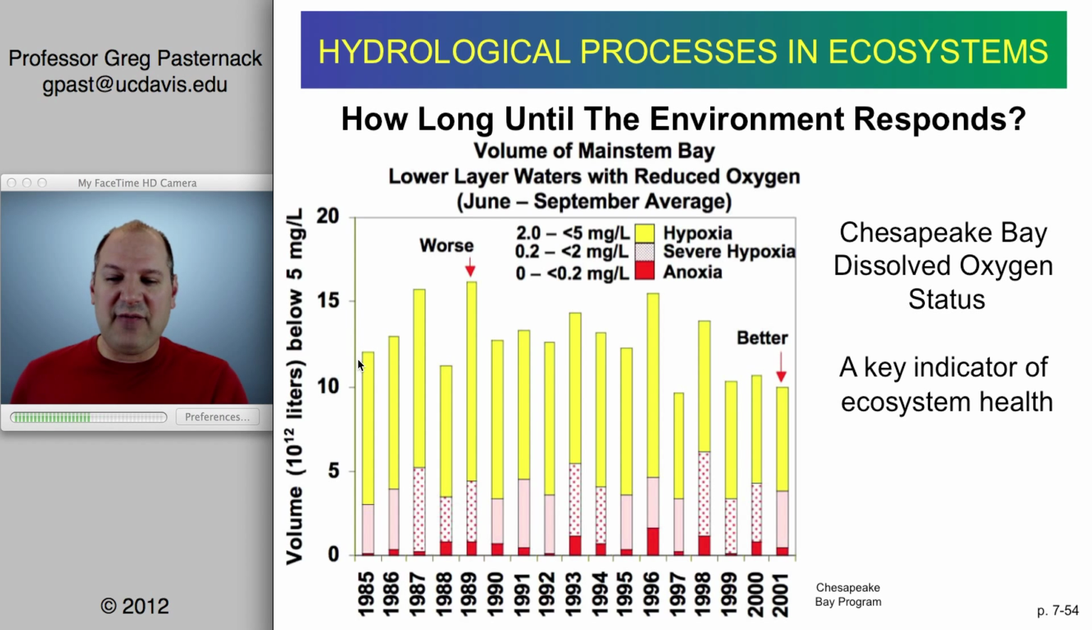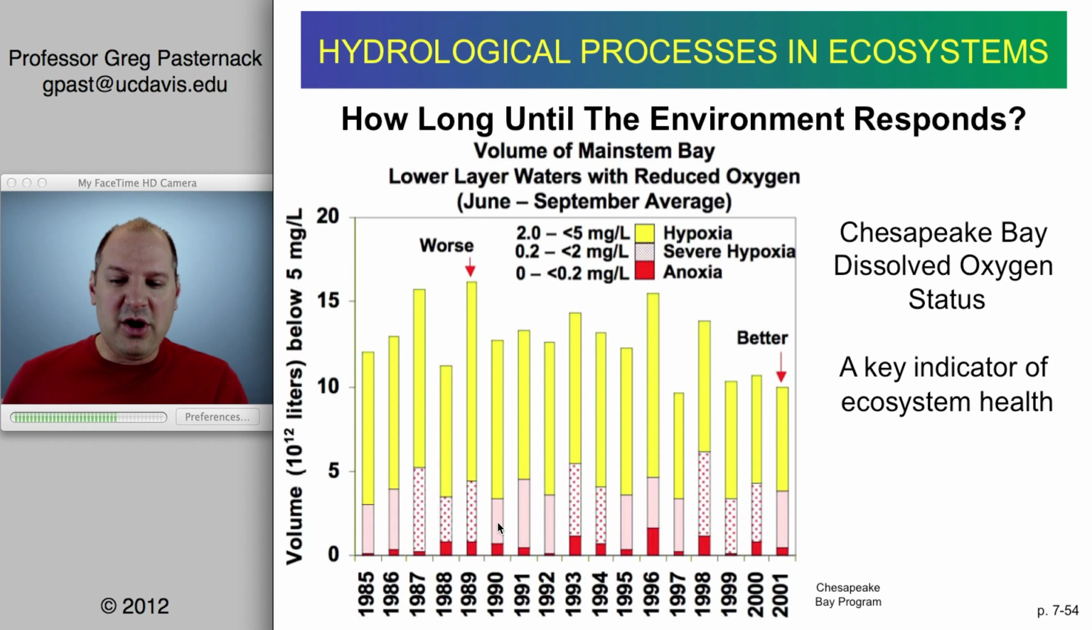So what you can see is that from 1985 to 2001, there are fluctuations from year to year, but there's been no systematic trend, where what you'd like to see is a decrease in this volume of water. Now let's look at the colors. The colors indicate the different levels of severity of the problem. The solid red is the worst case, essentially no oxygen in the water. And you can see that from 1985 to 2001, again, no trend at all.